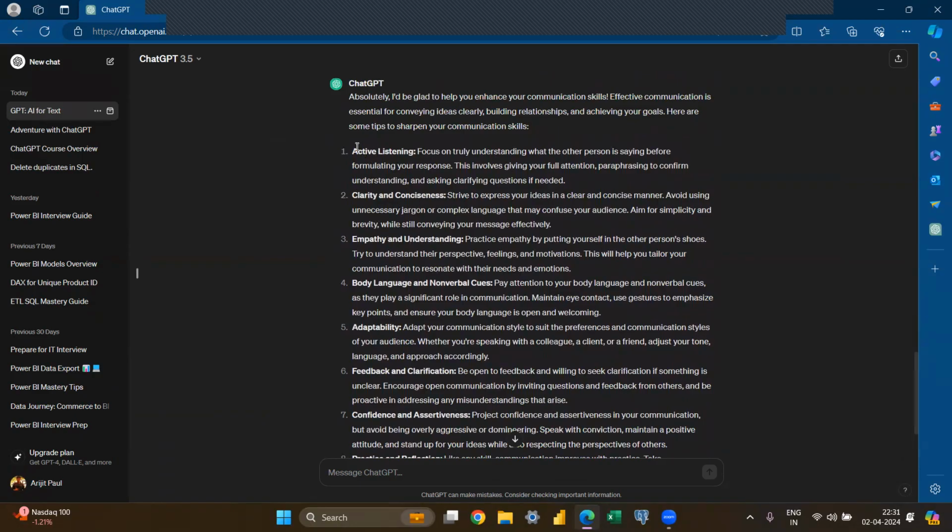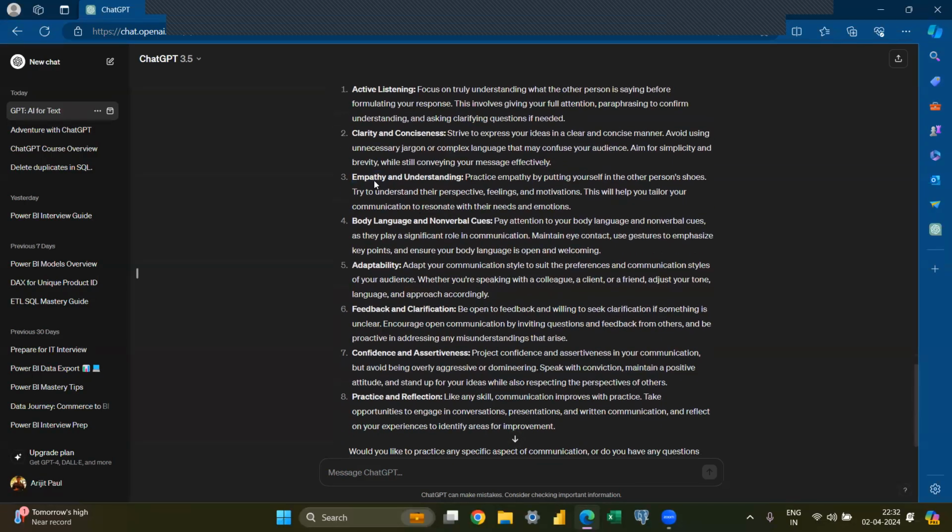Here it says active listening. Focus on truly understanding what the other person is saying before formulating a response. Clarity and conciseness, empathy and understanding, body language and non-verbal cues. Clarity and conciseness basically means not using unnecessary jargon or overly complex language that might confuse the audience. It tells us to aim for simplicity and brevity, to be concise and have clarity of speech. It also reflects empathy and understanding.